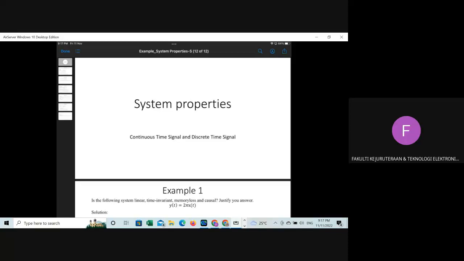So how do you prove that the system, not the signal, the system, has these properties? Is this system linear? Is this system time variant, memoryless, causal? This is the only question we have for this chapter.